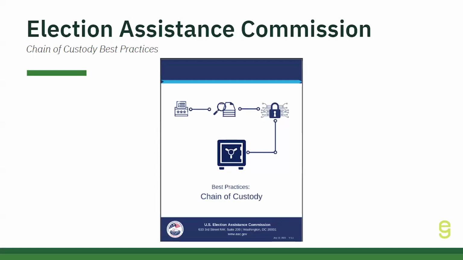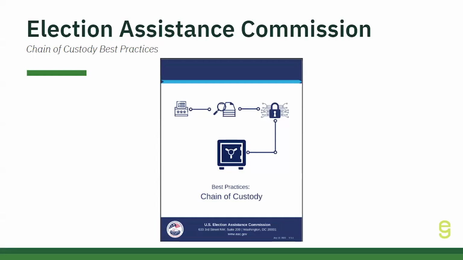Chain of custody refers to the processes or paper trail that documents the transfer of materials from one person or place to the next. Every state and local jurisdiction has its own controls for ensuring the chain of custody of election materials is properly maintained. These controls might include locks, seals, audit logs, witness signatures, or other security measures.